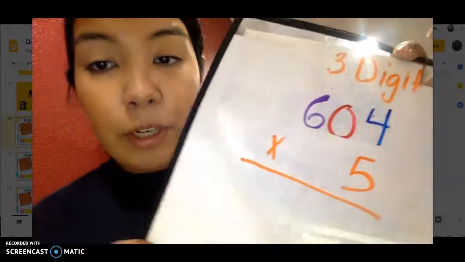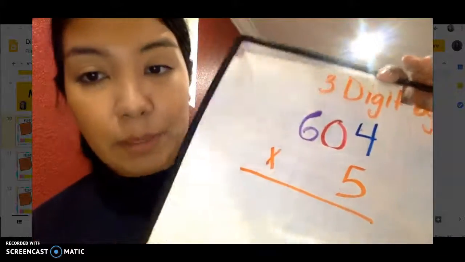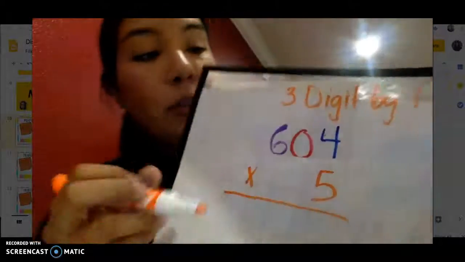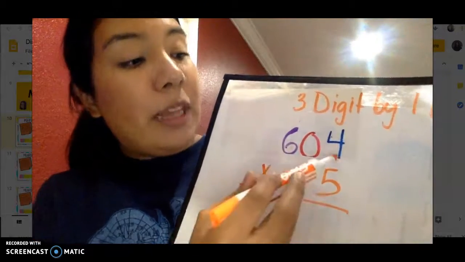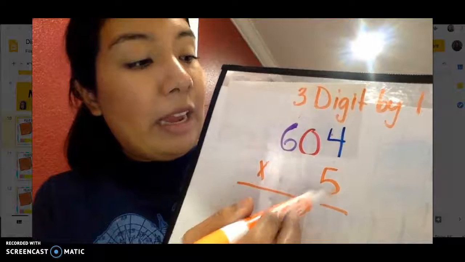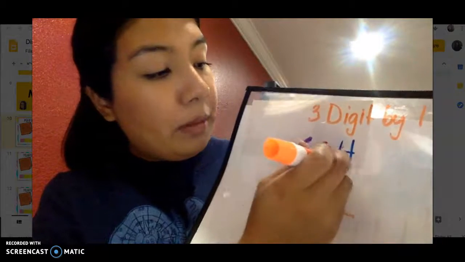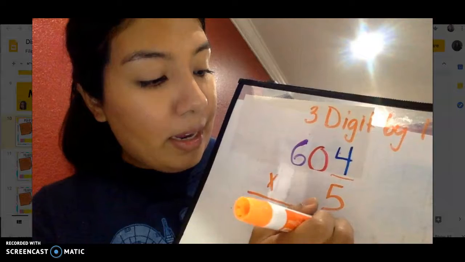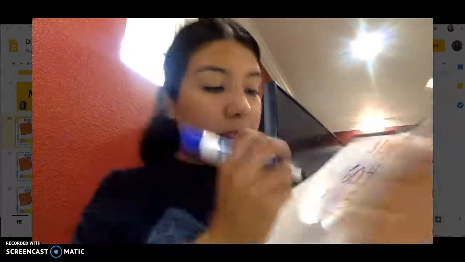The first problem I want to show you is 604 times 5. When you do a problem like this, you always want to start by multiplying the one digit by the ones digit. So we want to multiply 5 times 4. 5 times 4 is 20. Let me use blue for this.